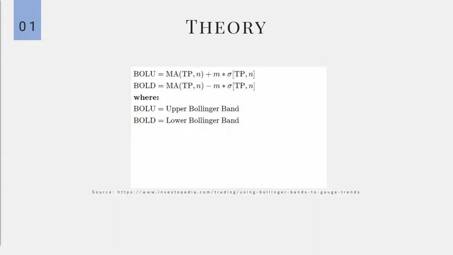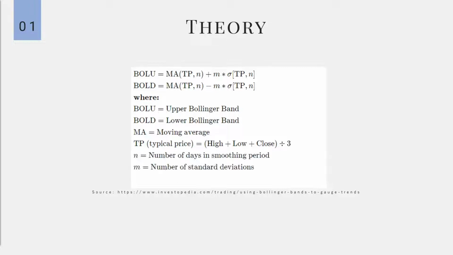So how do we calculate it? Here we have the formula. On top we have the formula for the upper Bollinger Band, and in the second row we have the formula for the lower Bollinger Band. So what do these letters stand for? We have MA first, which simply stands for moving average. Then we have the TP, which is the typical price. The typical price is the mean of the high, low and close value on every day.